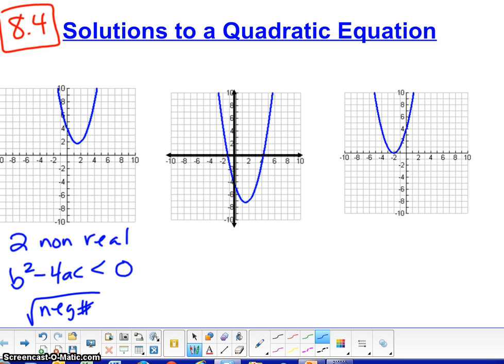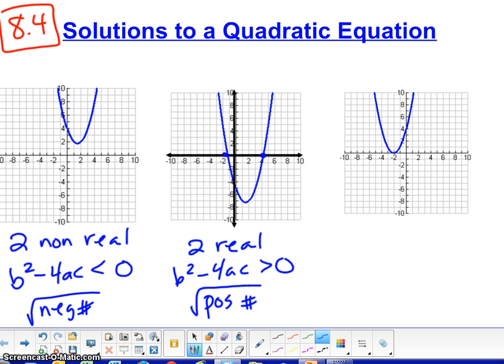The next one, you'll notice it goes through two places on the x-axis. That is considered two real answers. And that means that b squared minus 4ac had to be greater than 0, so there was a positive number inside of the radical.